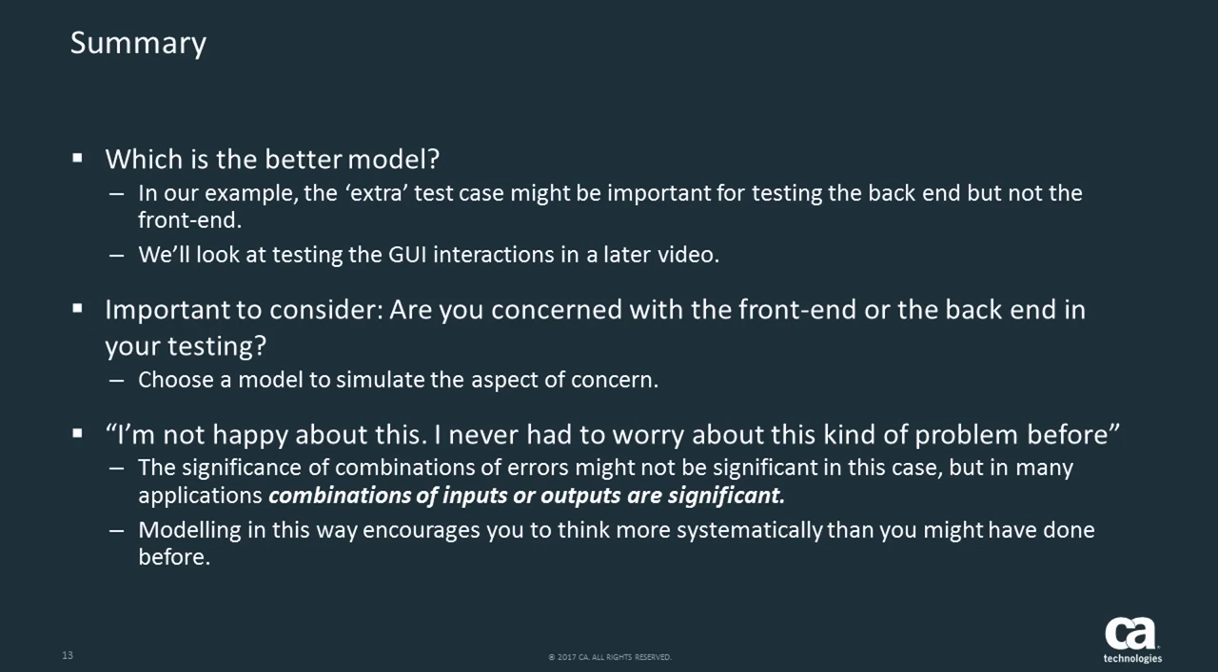Now, I can hear one or two of you thinking, hold on, I'm not happy about this. I never had to worry about this kind of problem before. I never had this problem when I do things manually, when I just create my own tests in a systematic way, say in a spreadsheet. But the combination of errors might not be significant in this case, but in many applications, the combination of inputs and the outputs are significant. So what the modelling activity has done is it's encouraged you to think more systematically than you might have done before. It's included situations that might not have been obvious to you before. And because of this, you're getting a richer set of test cases.